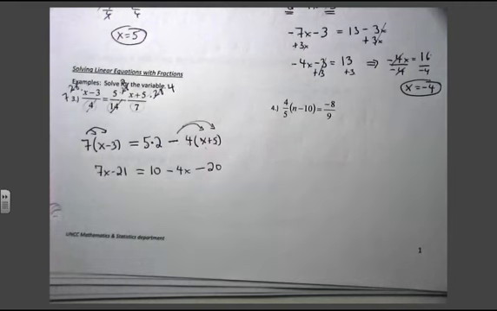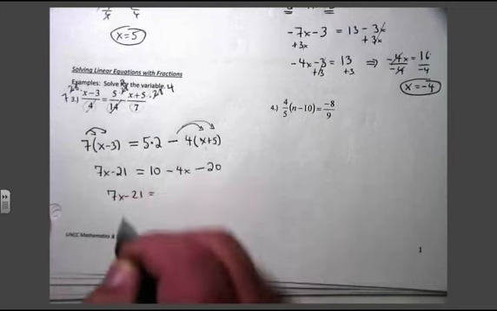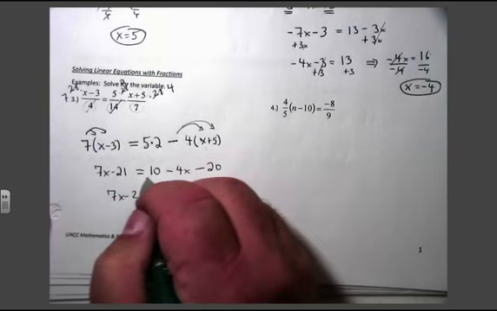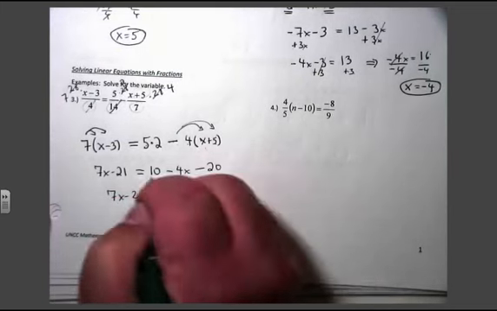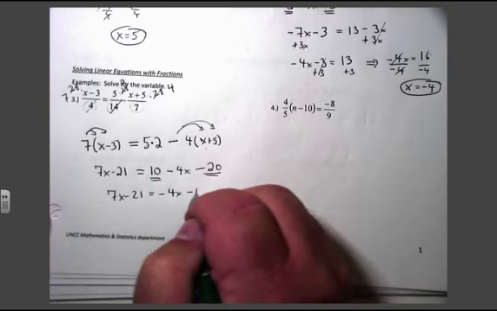Now what's my next move? Always, always, always combine like terms. Anything that looks alike, go ahead and put them together. This is 7x minus 21 is equal to, well, let's see here. I've got negative 4x, but I can combine. What is 10 minus 20? Negative 10.